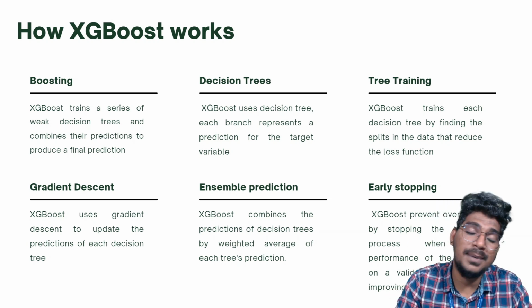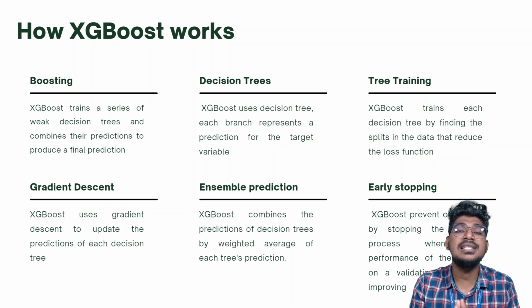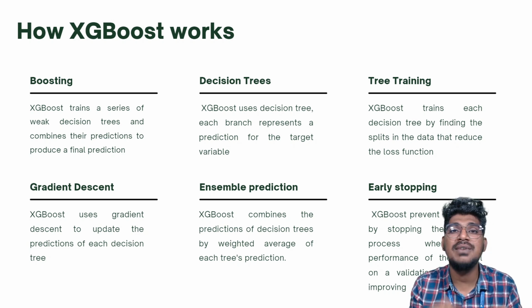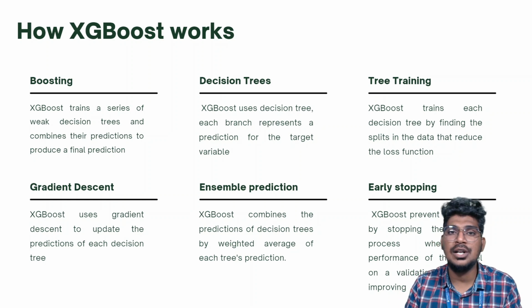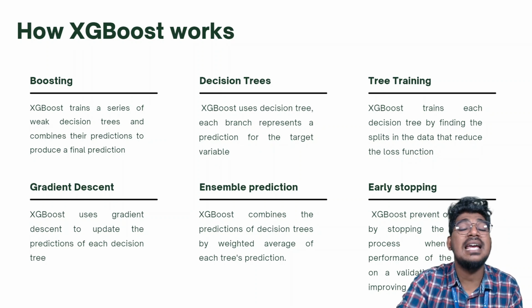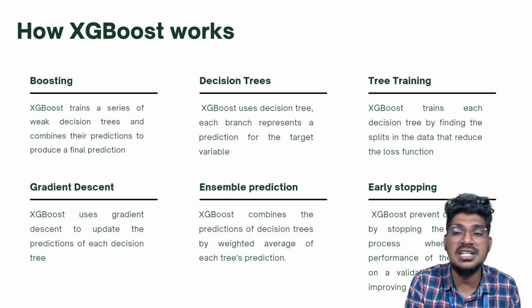What is the meaning of ensemble prediction? XGBoost combines the predictions of multiple decision trees using a weighted average of each decision tree. That means it consists of multiple decision trees, multiple algorithms. XGBoost uses multiple decision trees to avoid overfitting and underfitting, and it applies regularization. That is why we use and prefer XGBoost here. It combines the predictions of the decision trees as a weighted average of each tree's prediction.